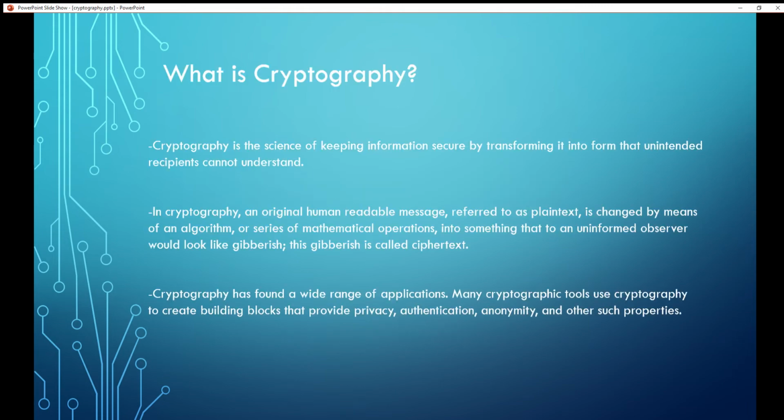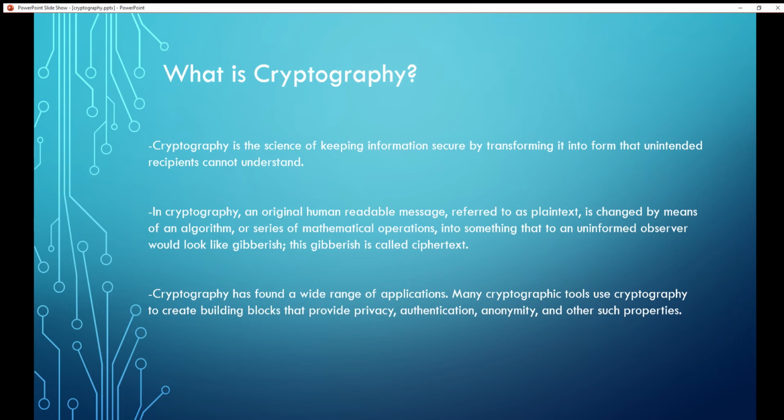What is cryptography? Cryptography is the science of keeping information secure by transforming it into a form that unintended recipients cannot understand. In cryptography, an original human readable message, referred to as plain text, is changed by means of an algorithm or series of mathematical operations into something that, to an uninformed observer, would look like gibberish. This gibberish is called ciphertext.